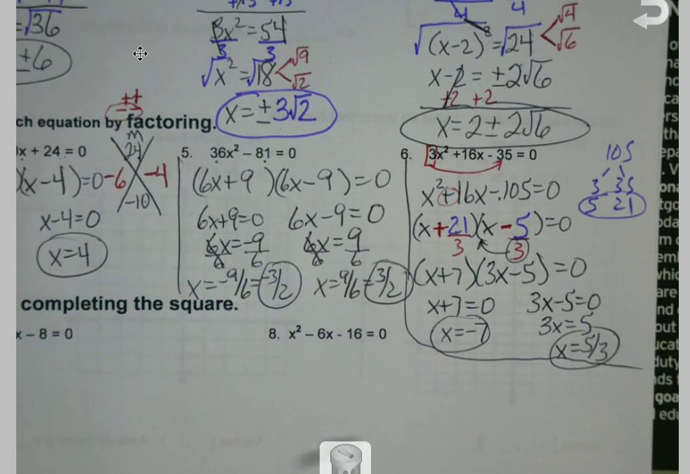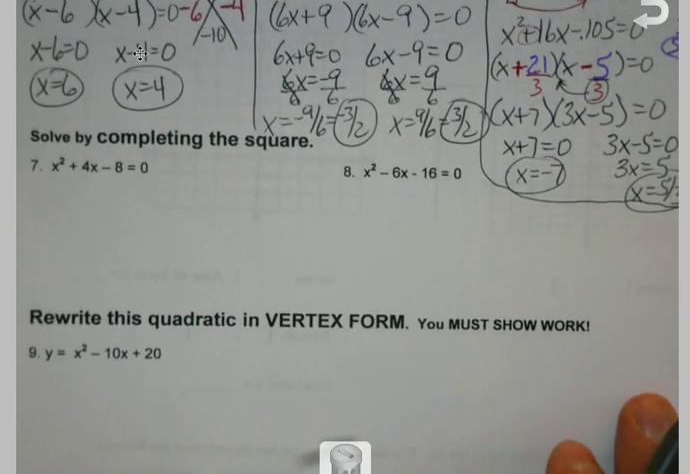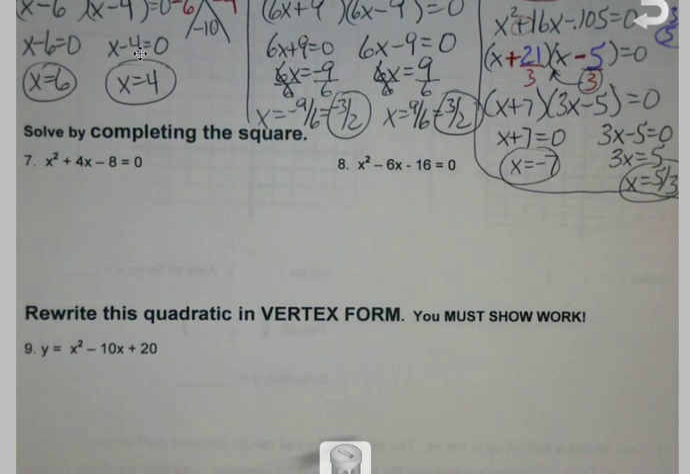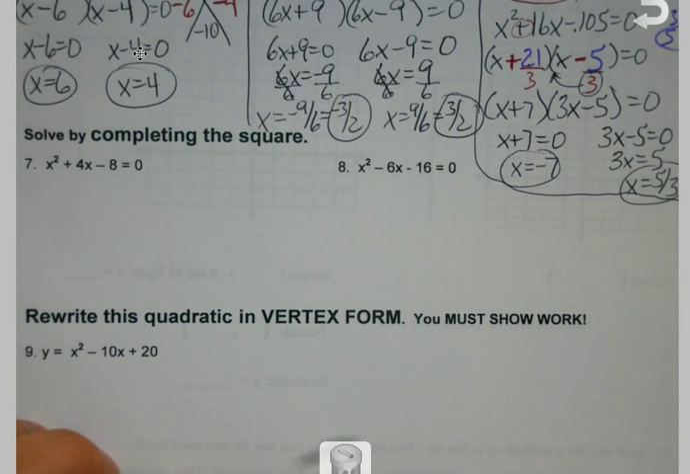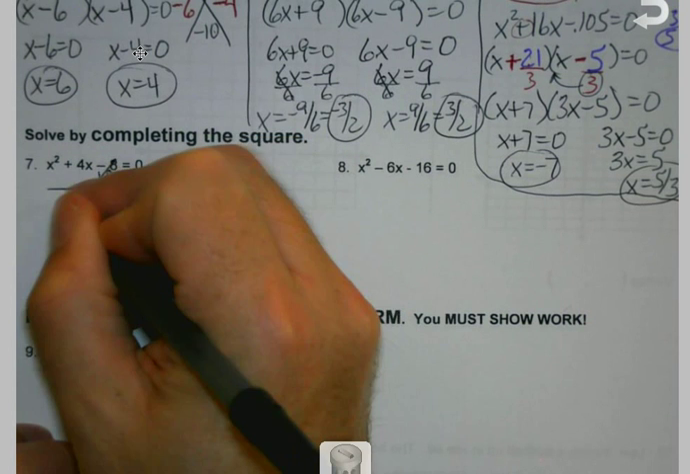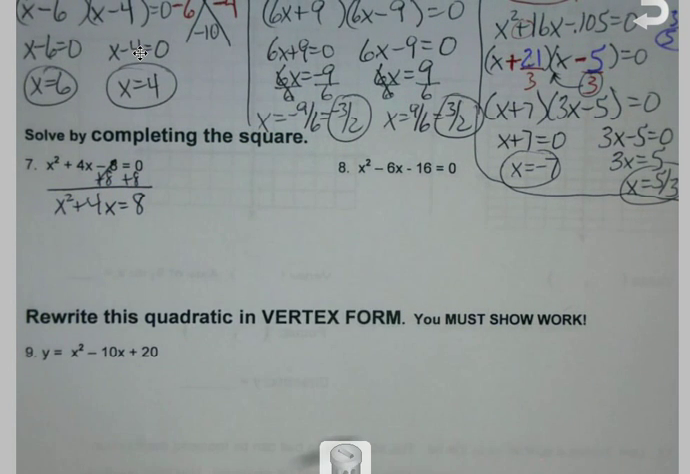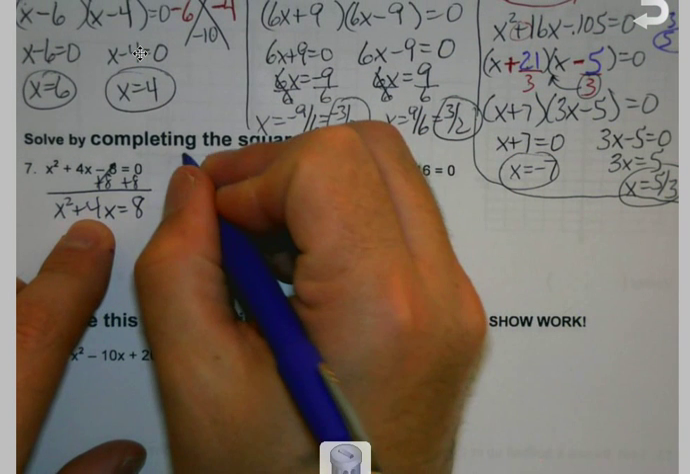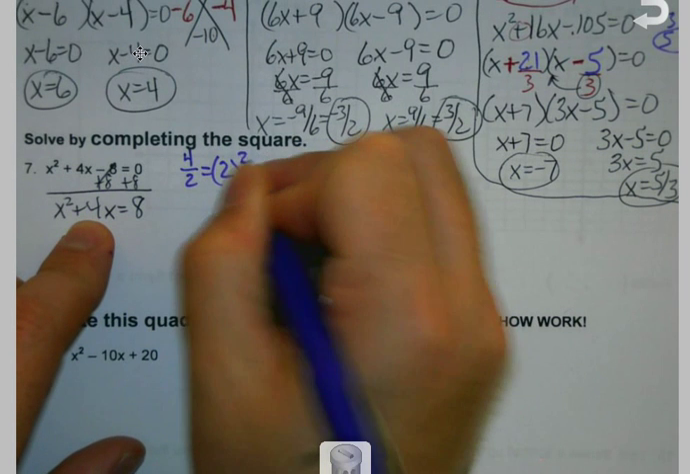So, bump up and over here a little bit. Okay, solve by completing the square. We've done a ton of this, so we got this. All right, first thing with completing the square, what should I do on 7? Add 8. Add that 8. We got to isolate our x terms. Nice. Okay, once I get here, you know the deal. Take that b, halve it, square it.